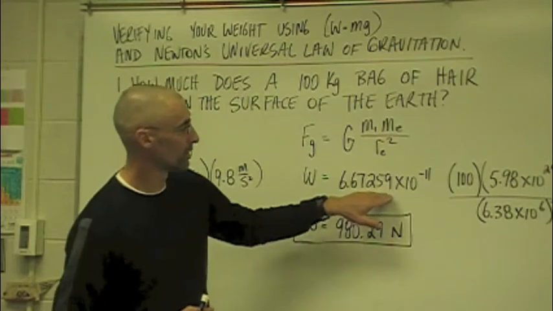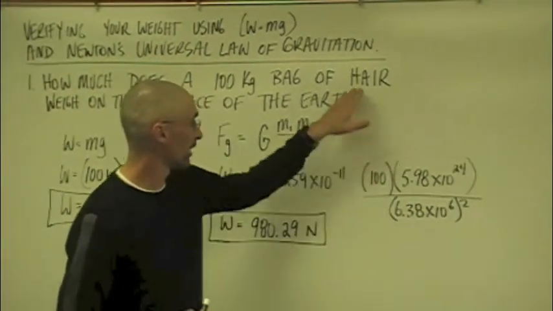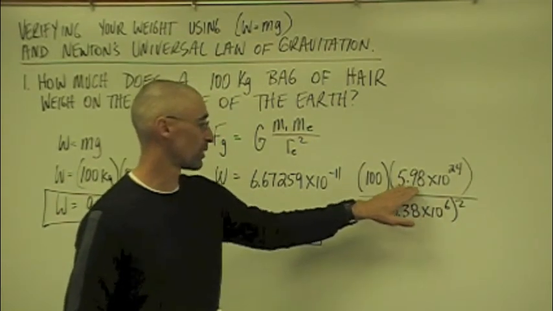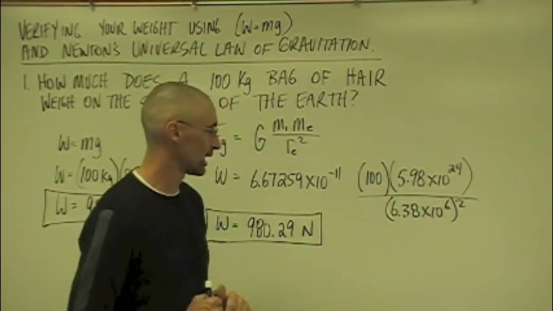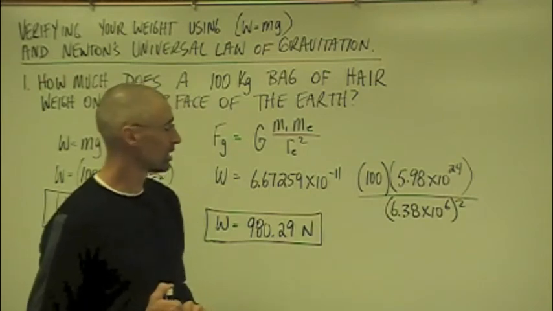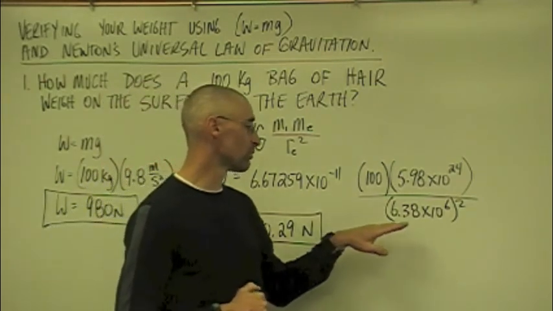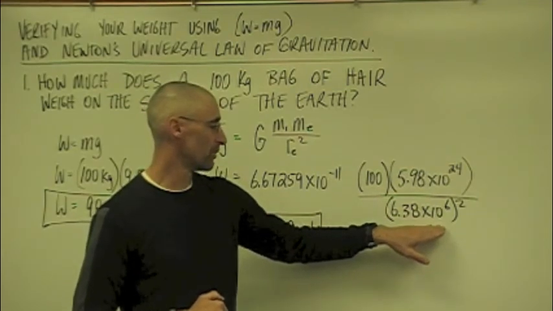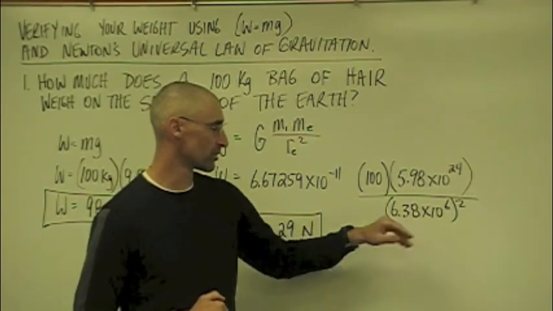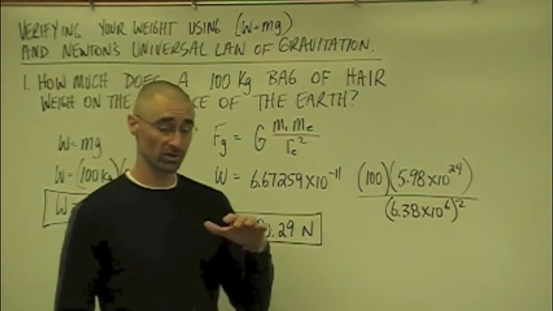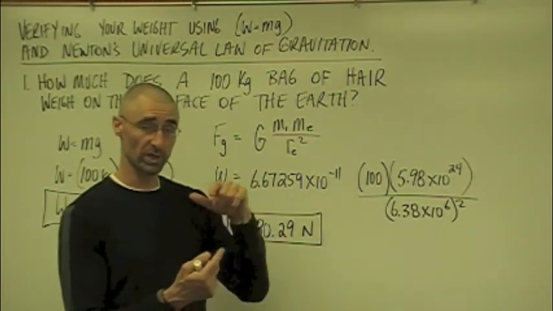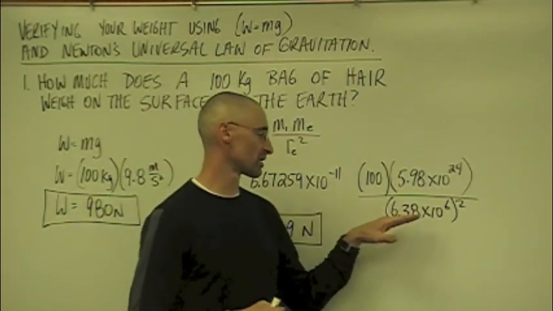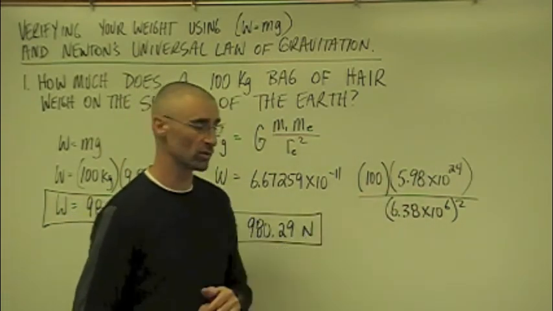We take that, multiply it times the mass of our bag of hair, 100, times the mass of the Earth, which is 5.98 times 10 to the 24th kilograms, can be found in the front of your book. And then we divide that by the radius of the Earth squared. And guys, this number, the 6.38, is a little bit variable, because the Earth is not perfectly spherical. When it spins, it kind of flattens itself out. So this isn't a number that is perfectly constant, but this is the one that you find in your book. That's the one that we'll use in the class.